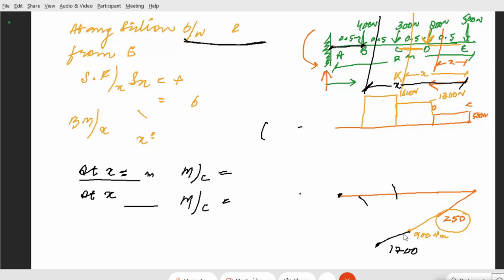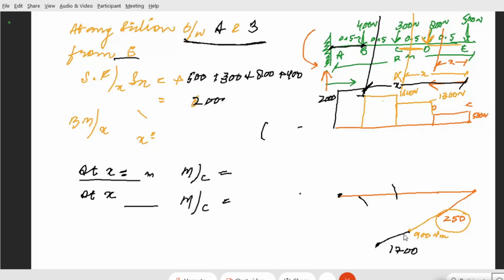Now, firstly, you have to consider the section between A and B from E. Mind that, from E. So the shear force will certainly be 500 plus 300 plus 800 plus 400, and that will be equal to 2000. Simply, you can now draw the shear force as 2000.